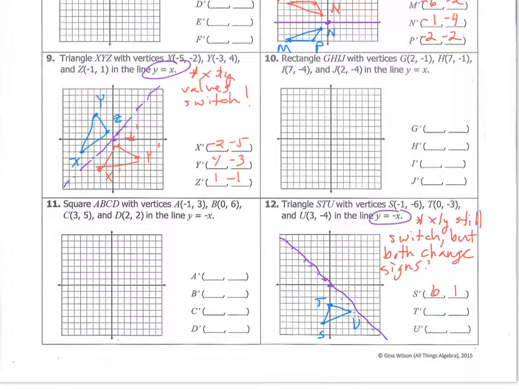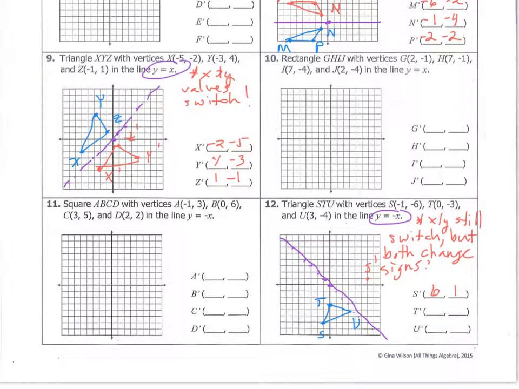So plot to the right 6, 1 and call that S prime. And then look at the 2 points. Are they directly across from each other? Yep. And they appear to be equal distances from that line of reflection.